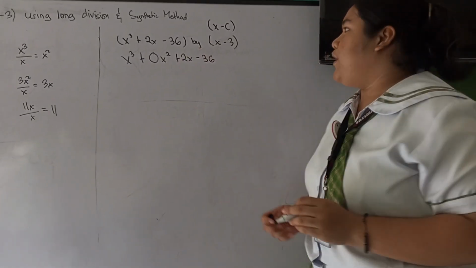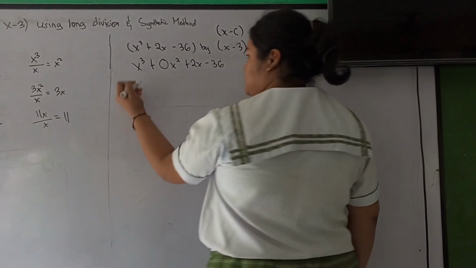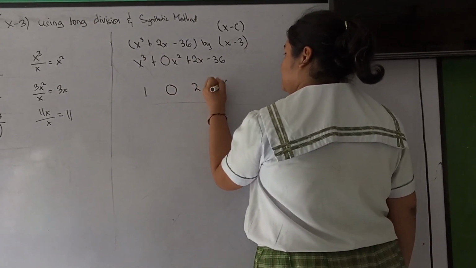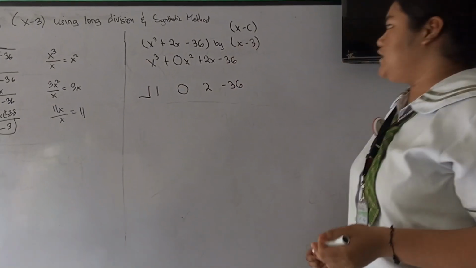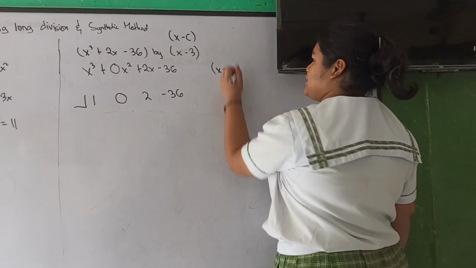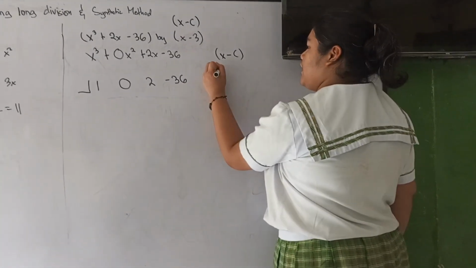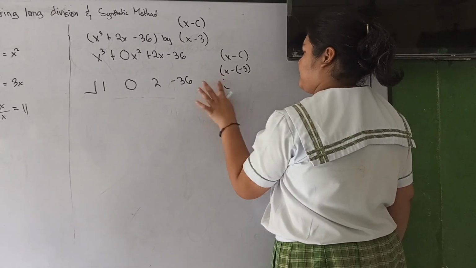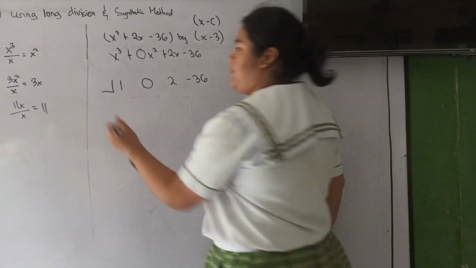So, in synthetic, we're going to write the numerical coefficient of each term. So, 1, 0, 2, and then negative 36. And then in synthetic, we need to write the inverted L. So we will be using this formula, which is x minus c. And in this term, our c is negative 3. So x minus negative 3, and negative times negative is positive. So x is equal to 3. We will be putting 3 here.